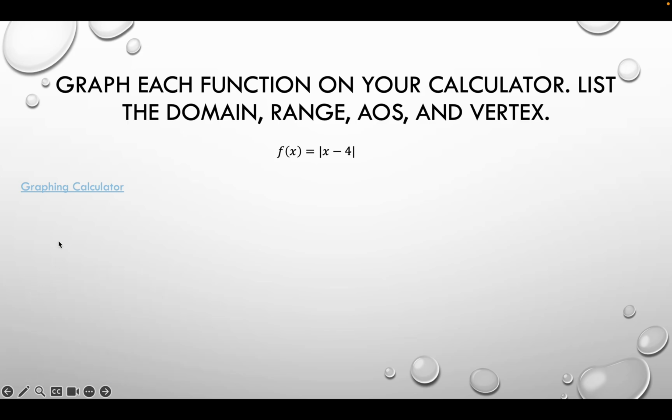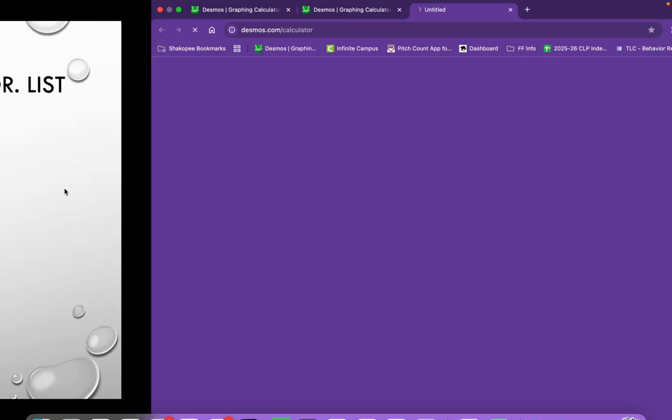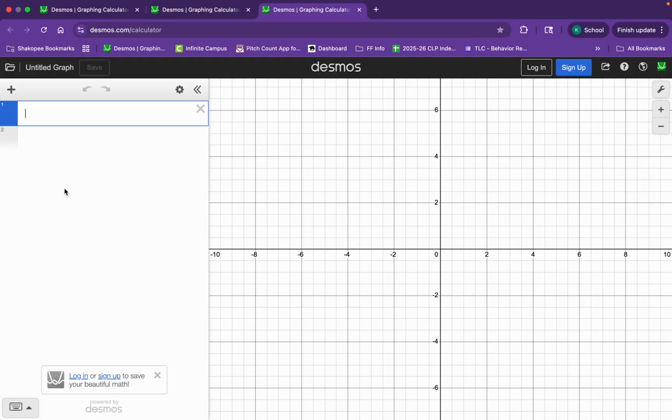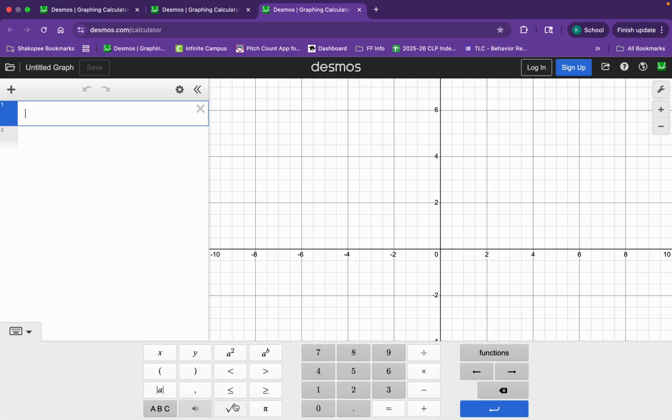Graph each function on your graphing calculator. So if you need the graphing calculator, there's a link in your Canvas page. If I open up Desmos's graphing calculator, you can type in using the keyboard here. You can also, if you hit Shift and the button above the return key is the absolute value. You see a vertical bar? You can type it in as such. And I'll go back to the graph.